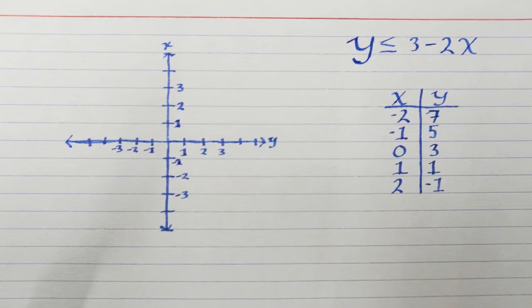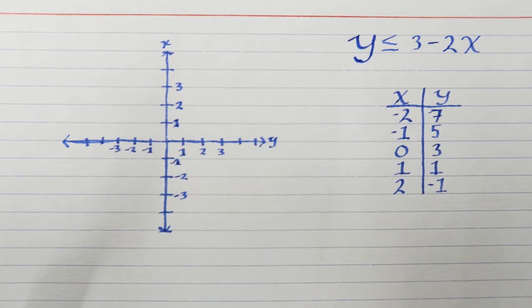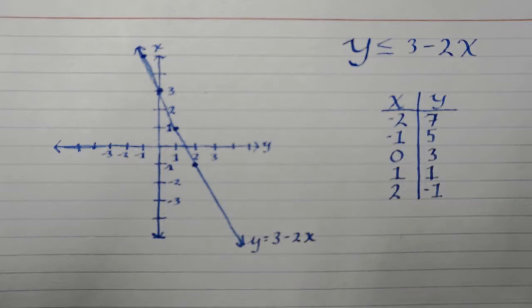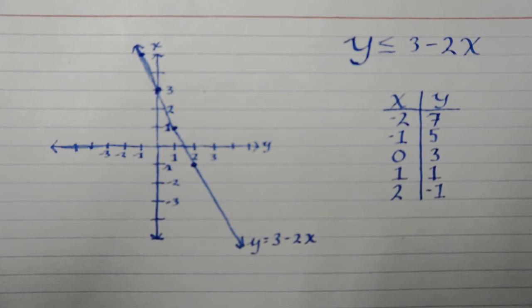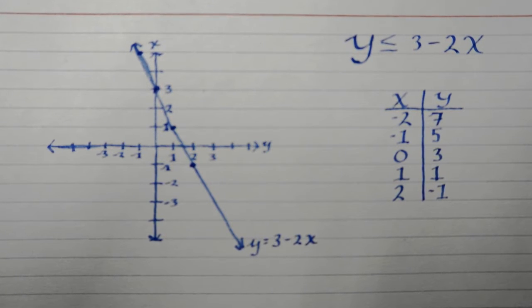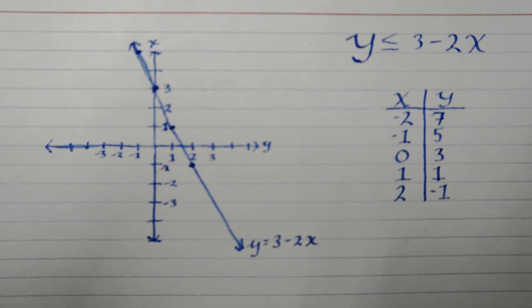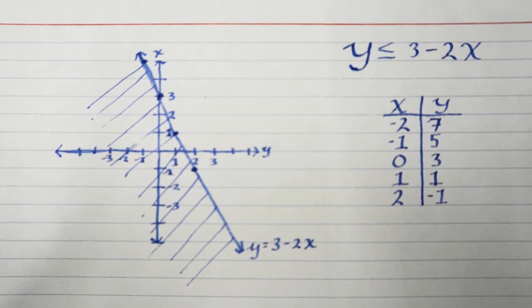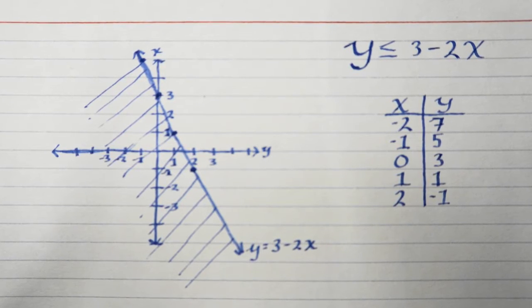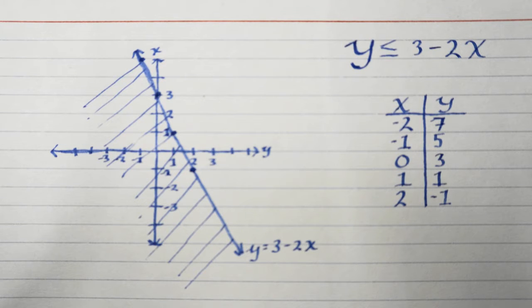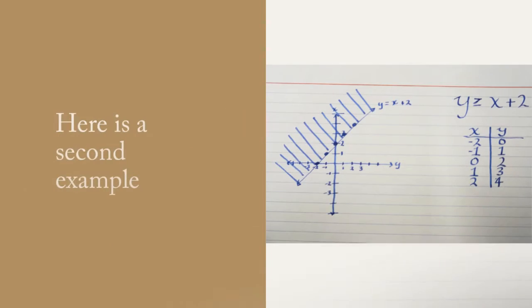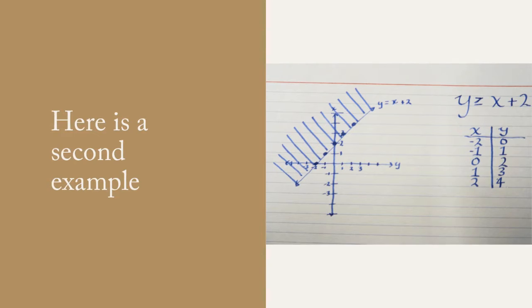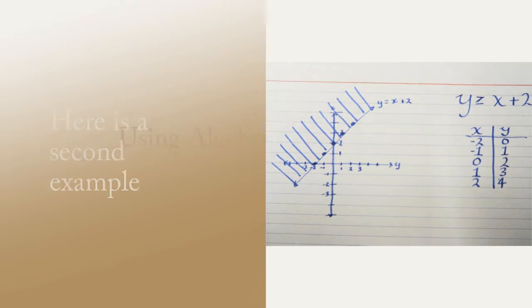Now that we have a table of values for our points, let's go ahead and draw our graph. Plot each of the points on the graph, and then using a straight edge, draw a line connecting all of the points. If y is less than or equal to the equation, shade below the line. If it is greater than or equal to the equation, shade above the line. Here's an example of where you would shade above the line.